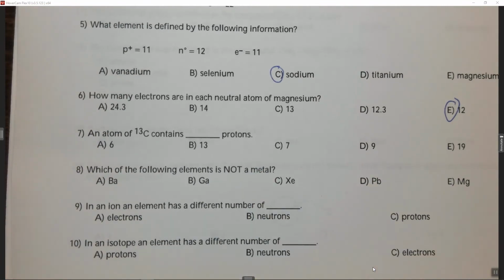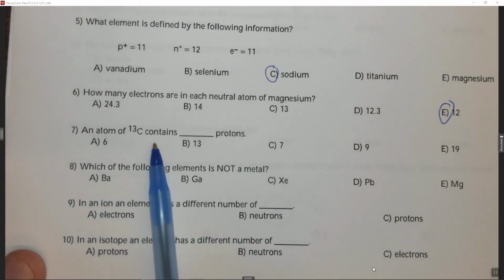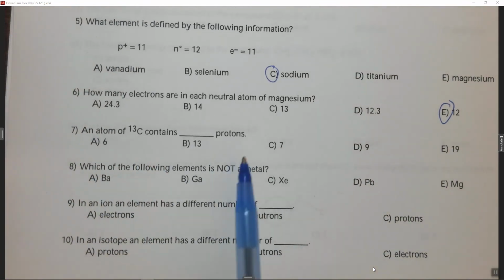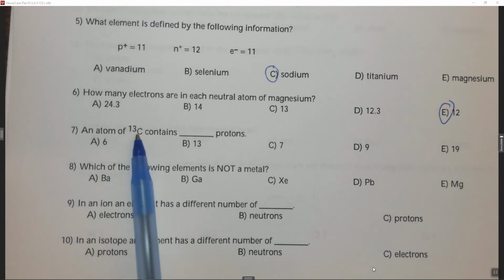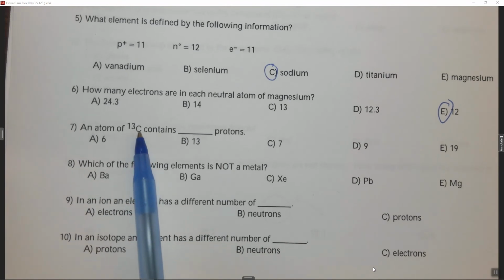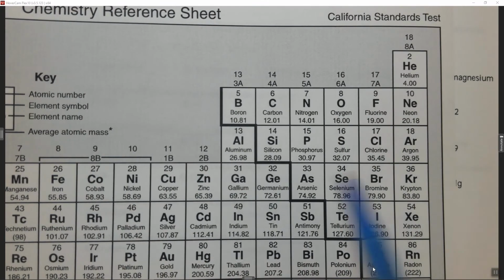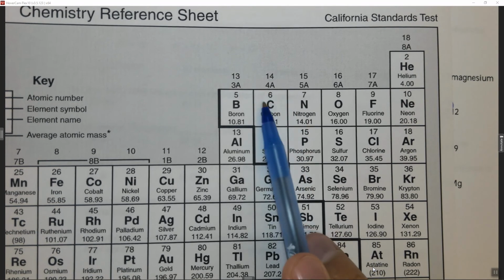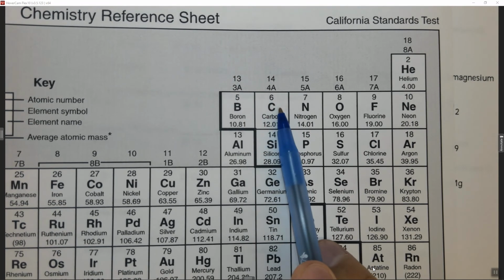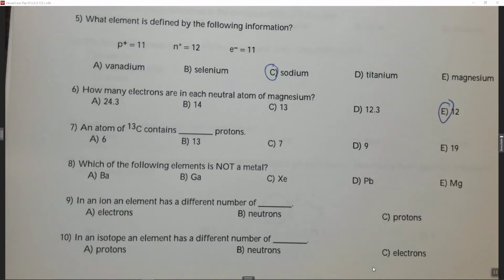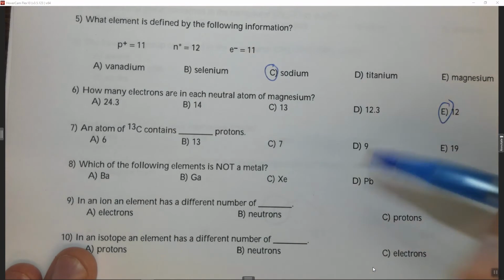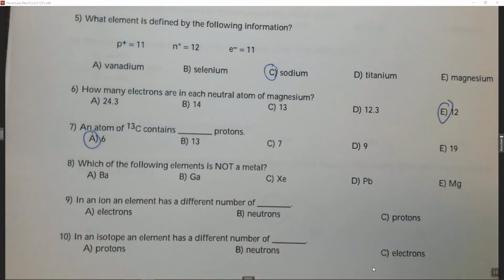It says, an atom of carbon-13 contains blank protons. So the mass number is 13 for carbon-13, however that doesn't matter. For the number of protons, the protons is equal to the atomic number. So we're just finding carbon on the periodic table, which is right here, which has 6 protons, which is answer choice letter A.